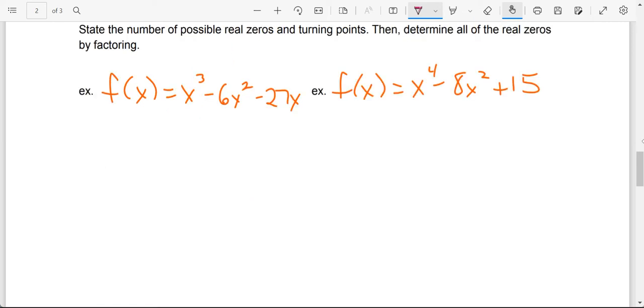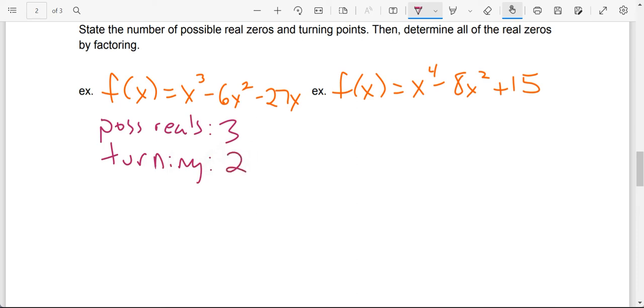Yes, you still have to remember how to factor. So, state the number of possible real zeros and turning points and determine all of the real zeros by factoring. Possible real zeros: the highest power is 3, so that's a 3. And possible turning points is 2, because it's n minus 1.